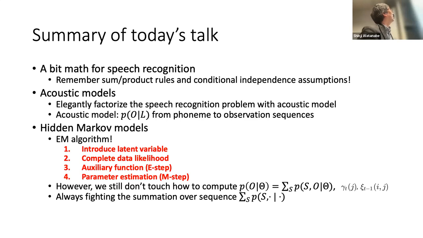So now I have used a bit of math to further make the speech recognition problem tractable based on the EM algorithm. I explained these four steps: the introduction of the latent variable, complete data likelihood, auxiliary function, which probably took the longest since summation over the sequence is quite difficult and is elegantly avoided in this formulation, and then parameter estimation, which I quickly mentioned but can be one of the homework problems.